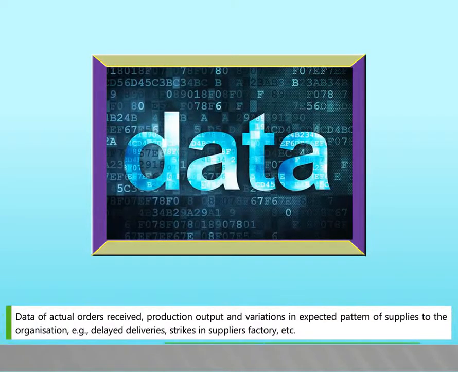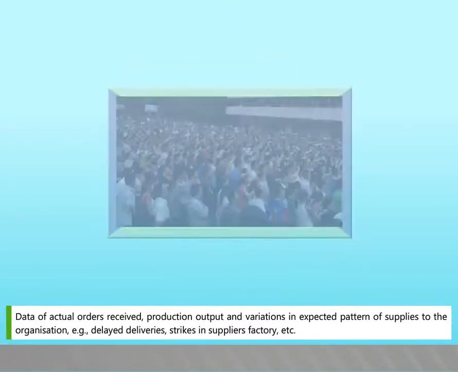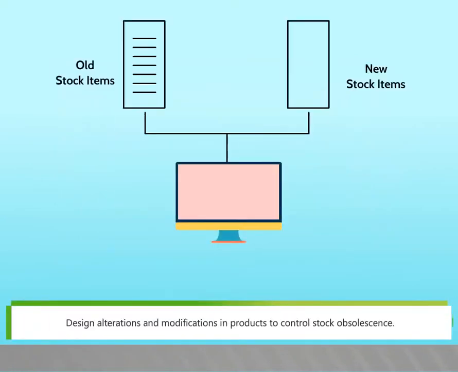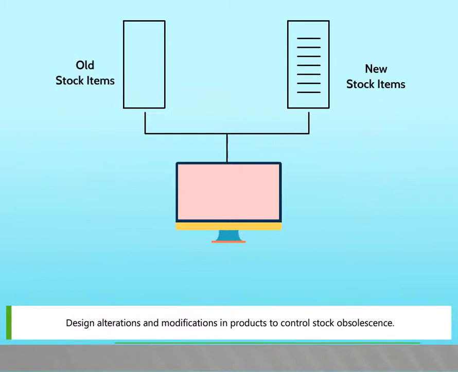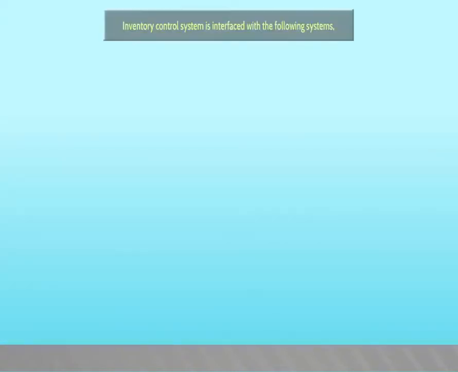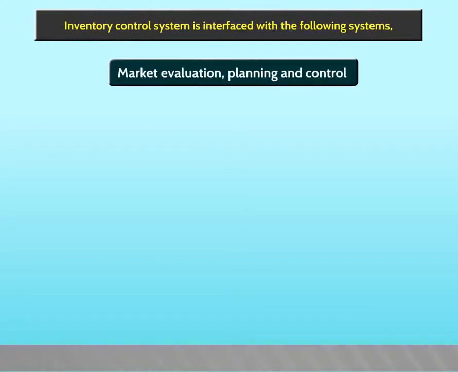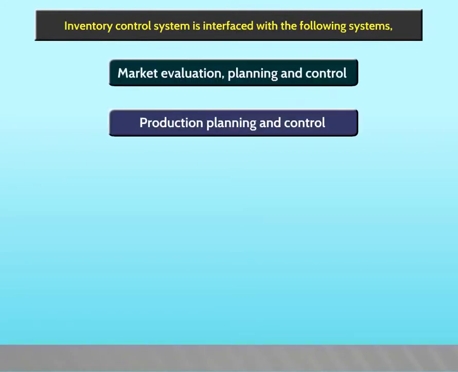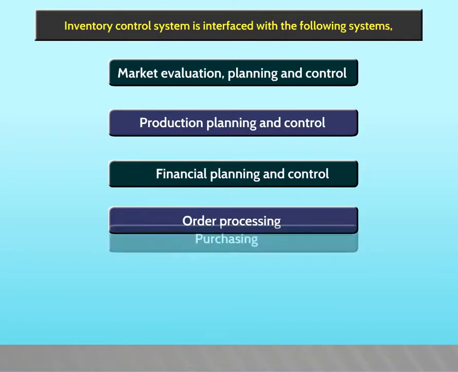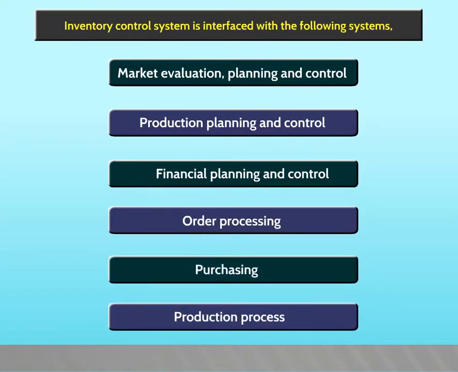Data of actual orders received, production output, and variations in expected pattern of supplies to the organization. For example, delayed deliveries, strikes in supplier's factory, etc. Design alterations and modifications in products to control stock obsolescence. Inventory control system is interfaced with the following systems: market evaluation, planning and control, production planning and control, financial planning and control, order processing, purchasing, production process.